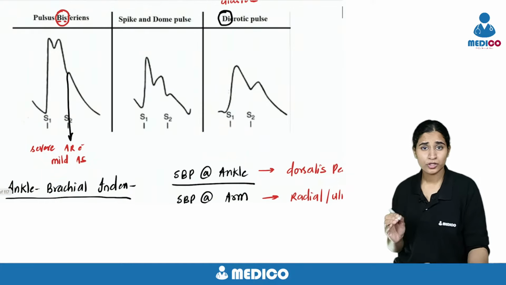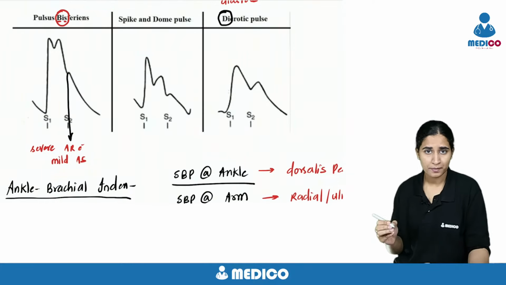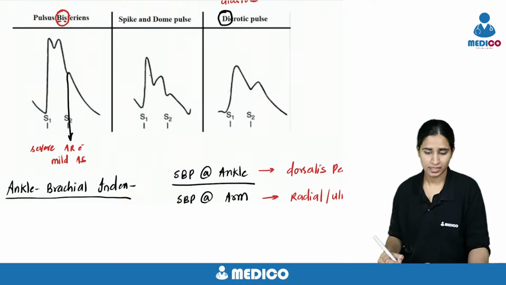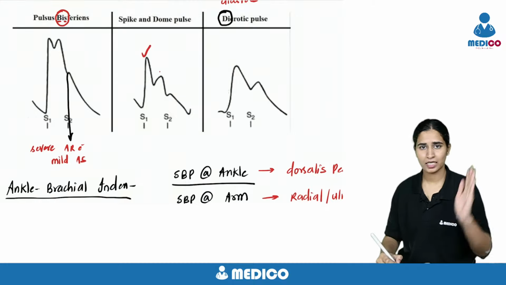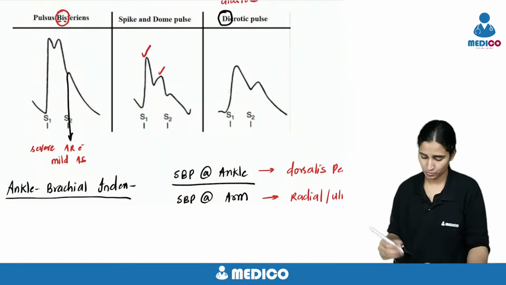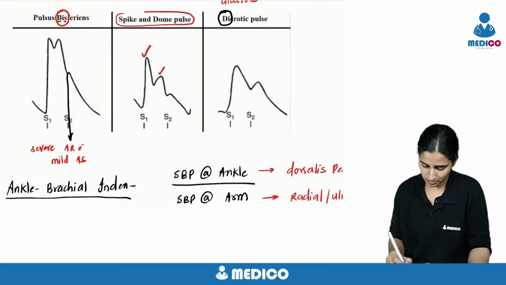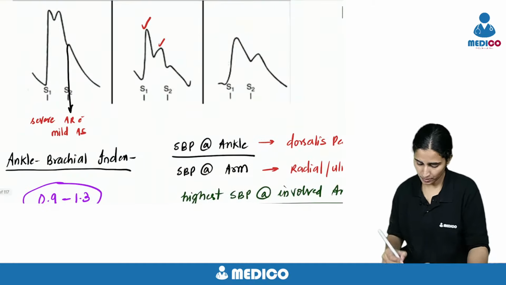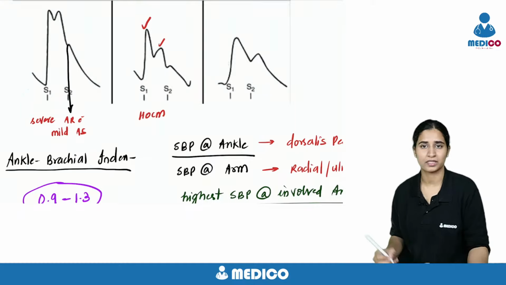I also told you that in hypertrophic obstructive cardiomyopathy, you will also see the same type of pulse. But in HOCM, the first peak will be like a spike and the second peak will be like a dome. So spike and dome pulse is also a type of pulsus bisferiens and is seen in hypertrophic obstructive cardiomyopathy. Don't get confused.